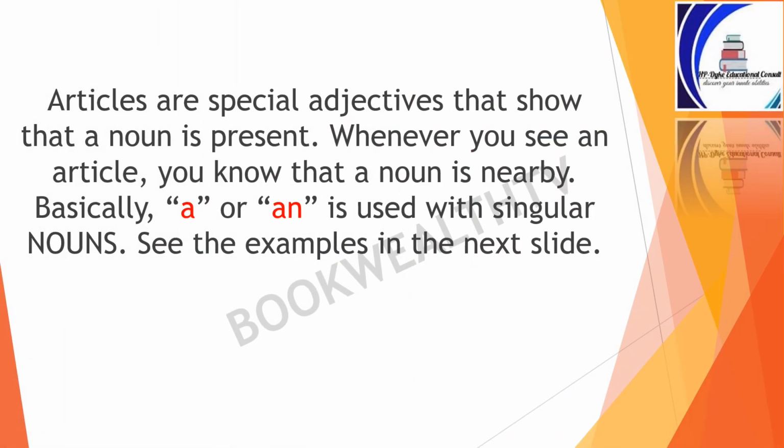What are articles? Articles are special adjectives that show that a noun is present. Whenever you see an article, you know that a noun is nearby. Basically, a or an is used with singular nouns. See the examples in the next slide.